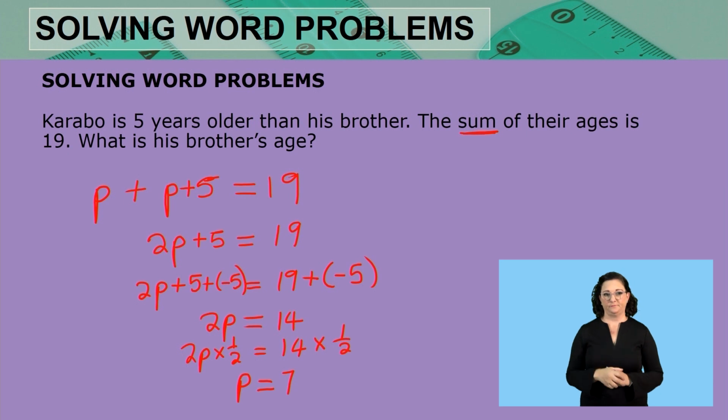So this means that the value of p is 7, and the value of p, remember we said, is Karabo's brother's age. So it means that the brother is 7 years old, and that would make Karabo, yes, 12 years old. You are correct.